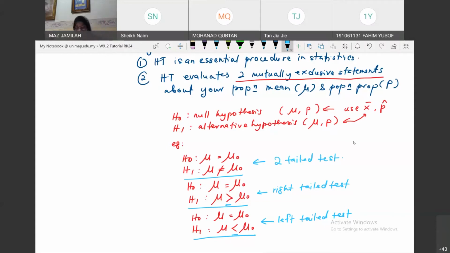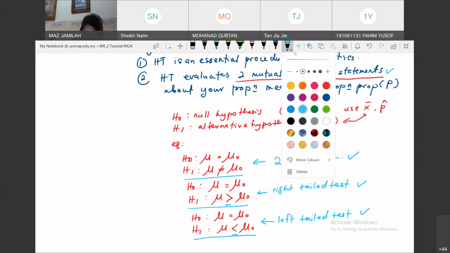Okay, so in short, we can have three types of investigation, which involve two tail tests. One tail test is either right tail test or left tail test. So this will be the statement that we are talking about. Okay, now what else should you know? Now, you should understand what this hypothesis, null and alternative, means to you.